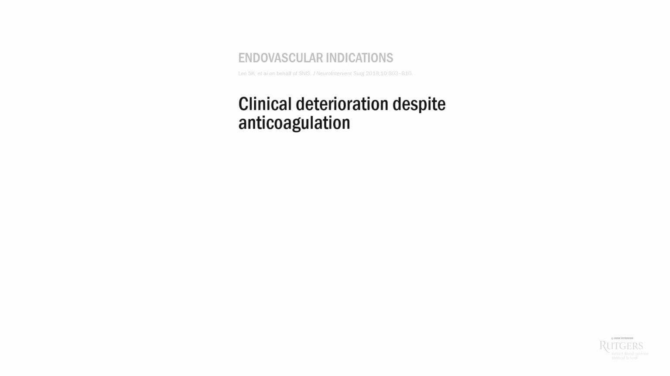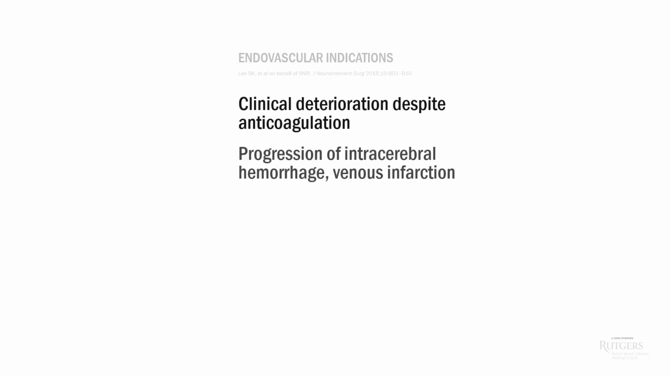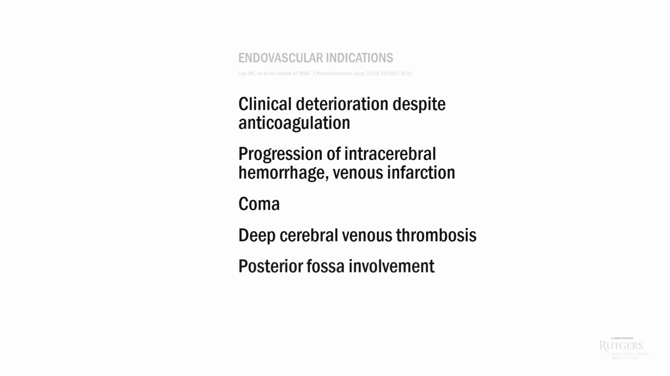The latest Society of Neurointerventional Surgery guidelines in 2018 recommend the following indications for endovascular therapy: clinical deterioration despite anticoagulation, progression of intracerebral hemorrhage and/or venous infarction, coma, deep cerebral venous thrombosis, posterior fossa involvement, presumably because of higher risk of brainstem compression, and contraindication to anticoagulation, such as thrombocytopenia and bleeding disorders.